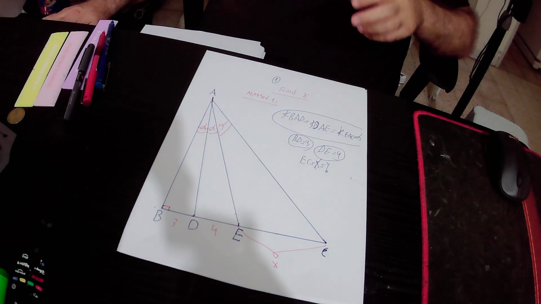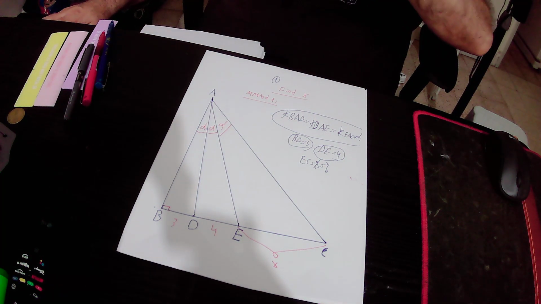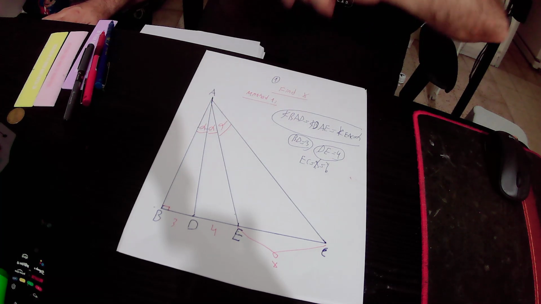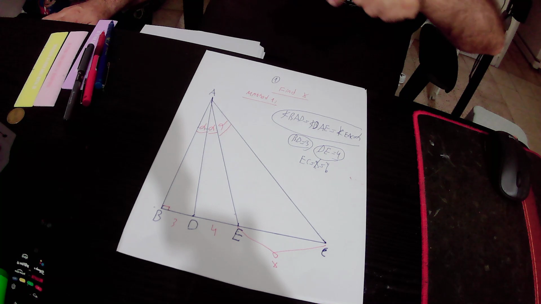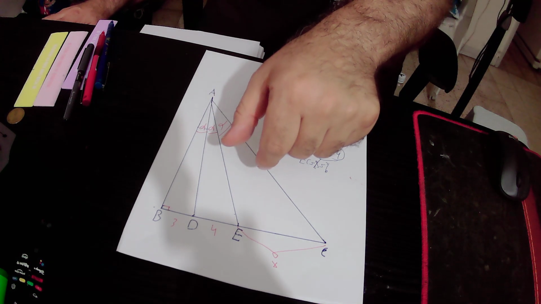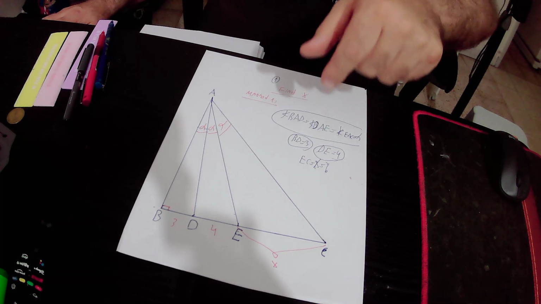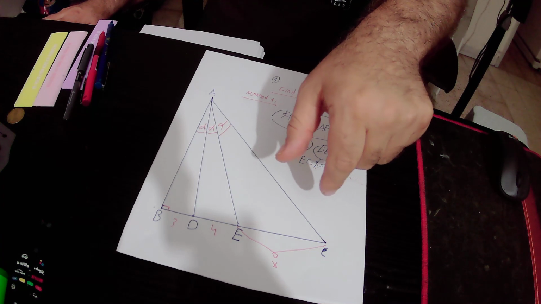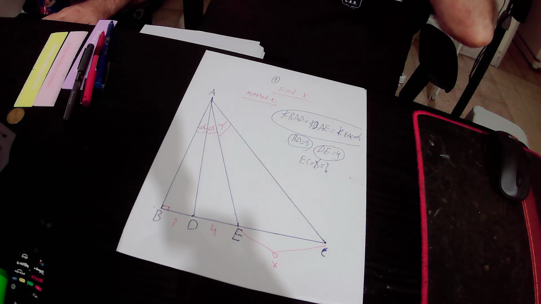Hello, in this lecture we will find the size of line segment X. In the drawing we have triangle ABC. Triangle ABC is a right triangle. We also know that BD equals 3 units, DE equals 4 units, and we want to find the size of EC, that is equal to X.